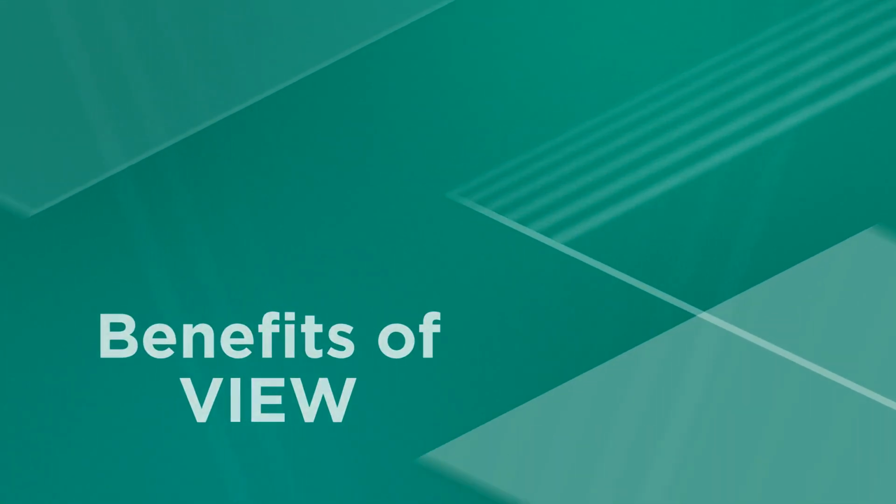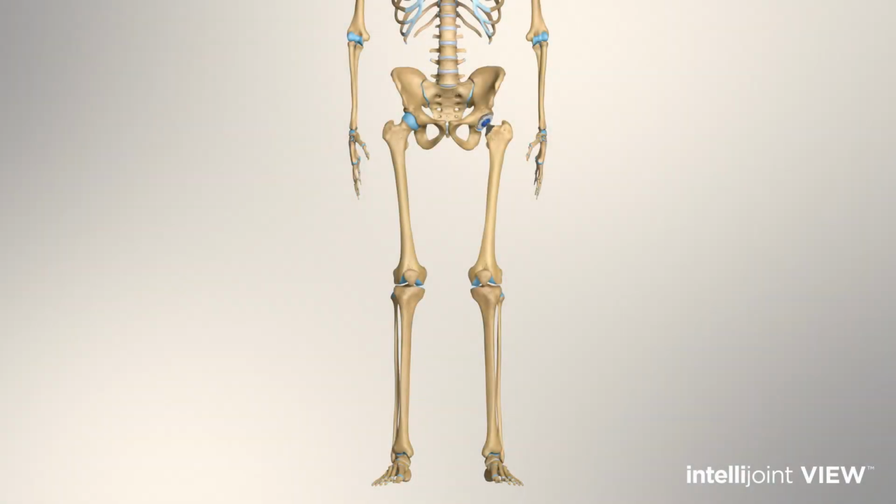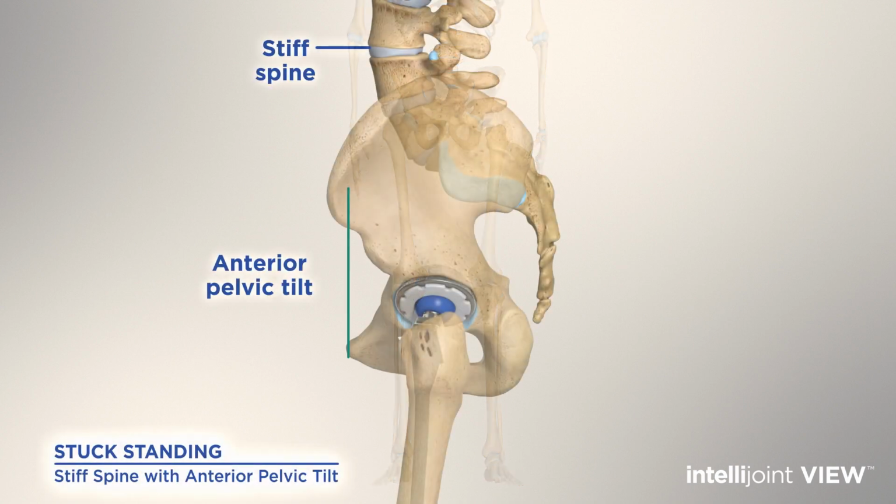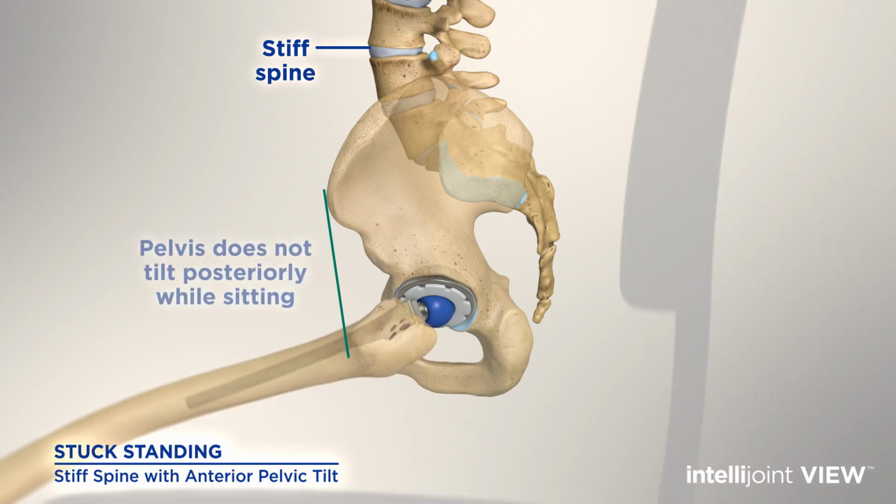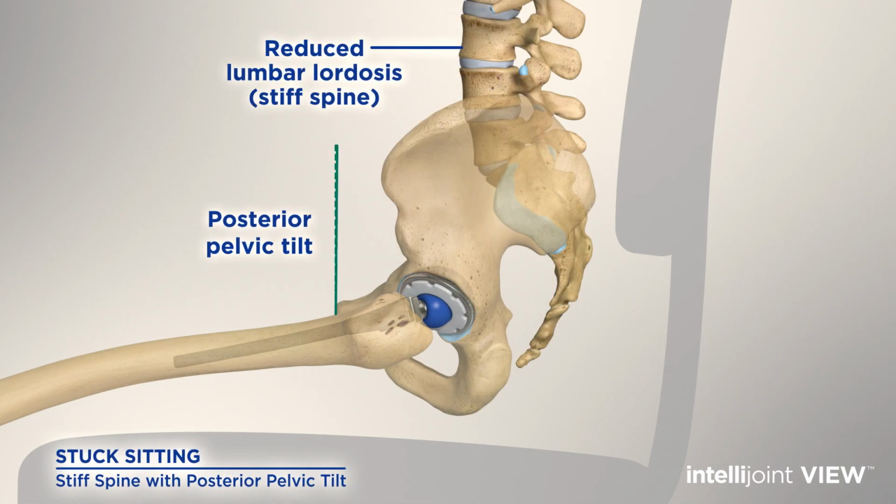Intellijoint VIEW helps you discover which patients have adverse spinopelvic mobility, putting them in at-risk postures such as stuck standing or stuck sitting.